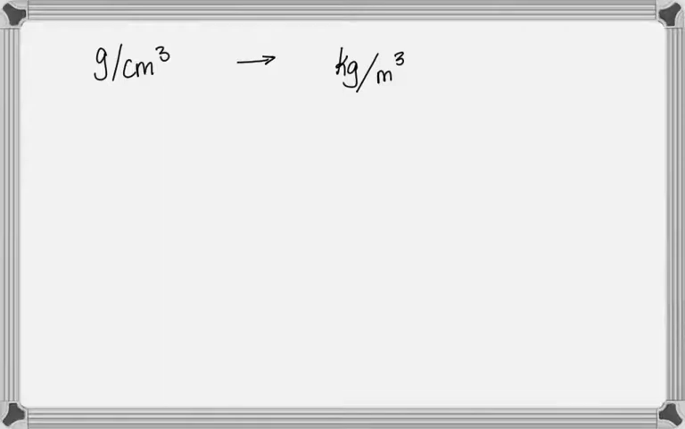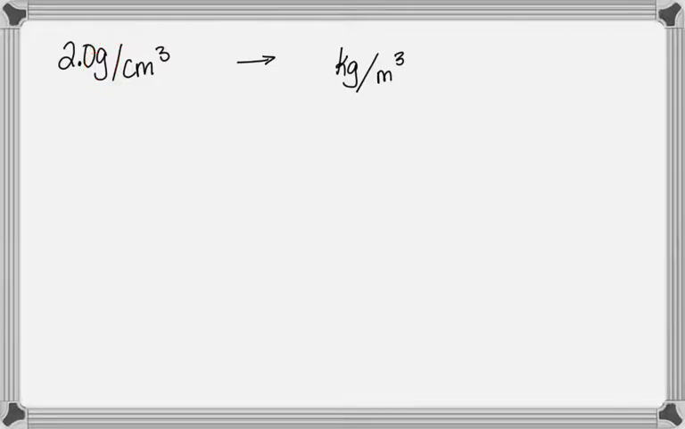Your question is about converting units of grams per cubic centimeter to kilograms per cubic meter. Okay, I'm just going to pretend we're converting 2.0 grams per cubic centimeter to kilograms per cubic meter. Okay, you have two things to do. First, you've got to focus on just converting the grams to the kilograms.